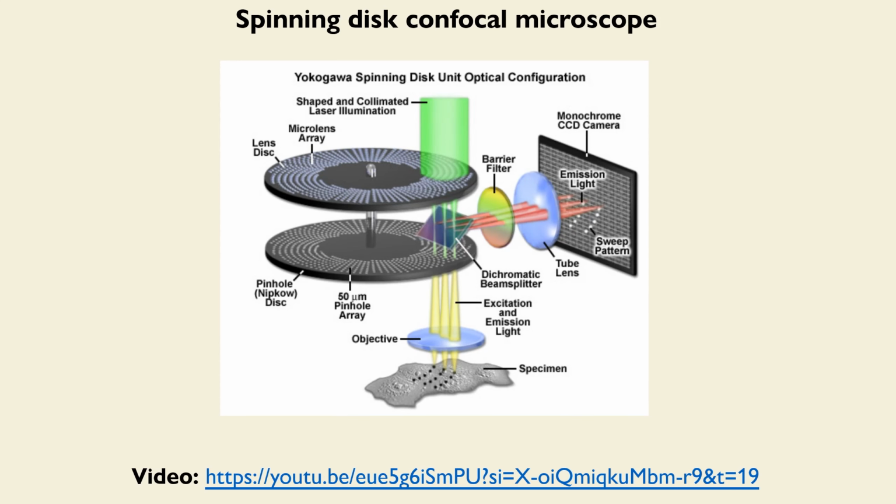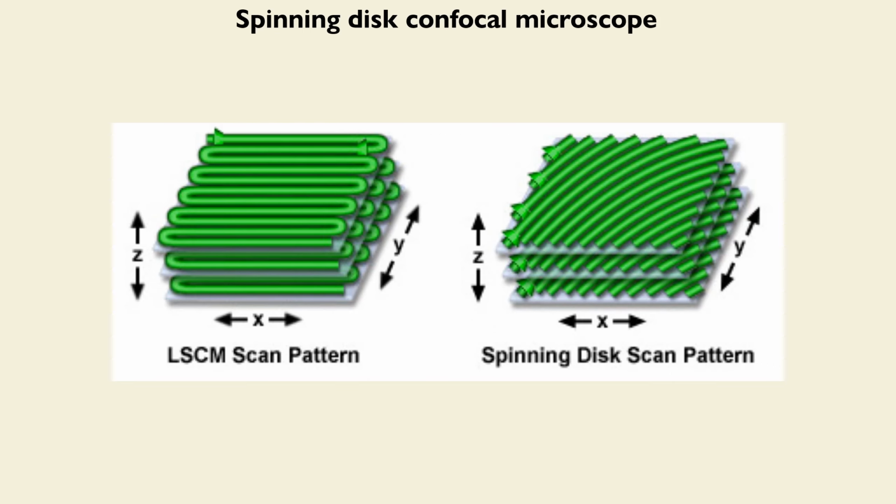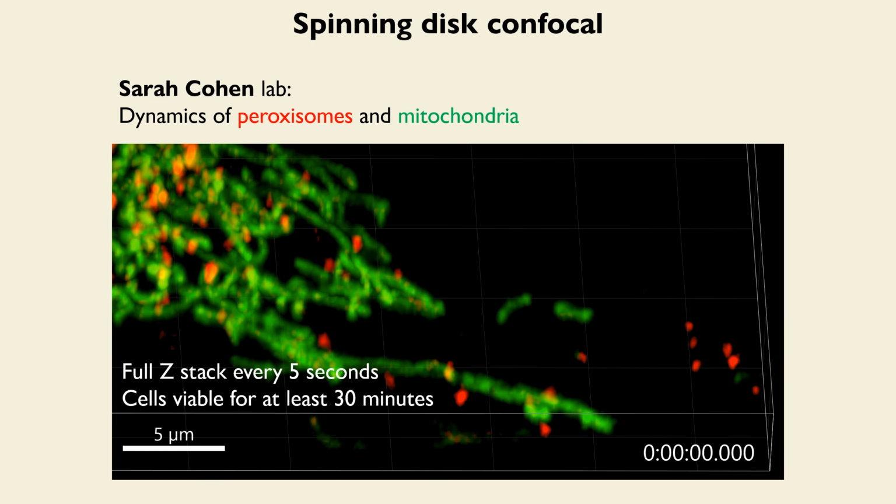And so how does this work? I realize this is a very complicated diagram. I recommend you go to the video I've noted there. The idea is you have an array of laser beams hitting the sample, each with its own pinhole. And then you move this array to scan the entire sample, and you project the resulting fluorescence onto a camera, which is a very sensitive type of detector. So instead of having a raster pattern like this, you can have a sort of a spinning disk scan pattern like the one on the right, and this can allow you really fantastic imaging.